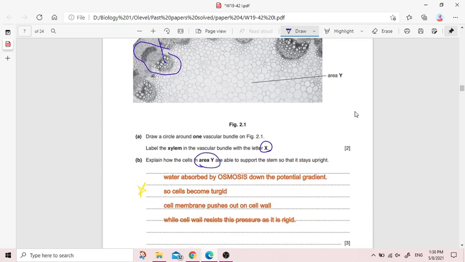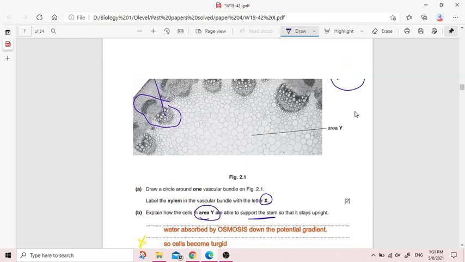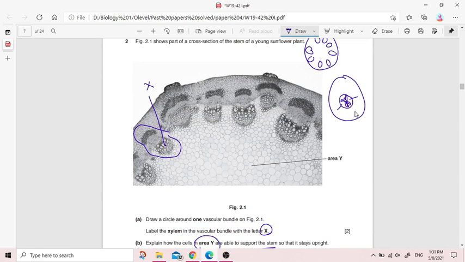Explain how the cells in area Y are able to support the stem. How do the plant cells help in support? How do they help in this? Do they help in support? Because we said that plant cells are usually turgid. What does turgid mean? It means they are firm, they are hard. So this helps the plant to stand upright and lift the leaves upwards.